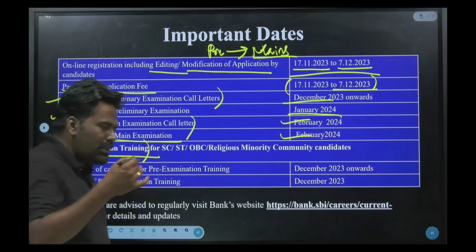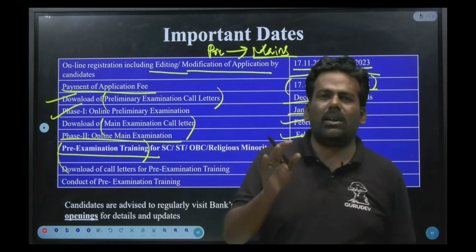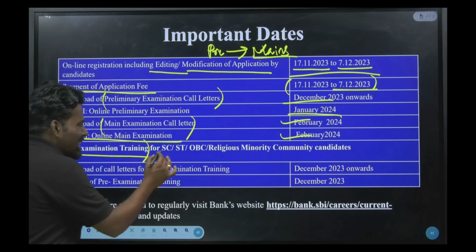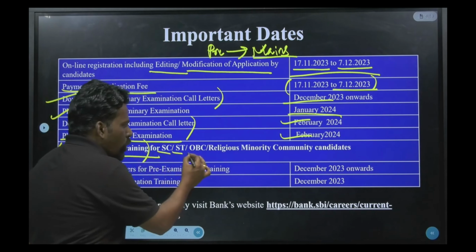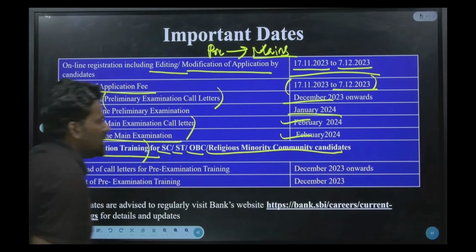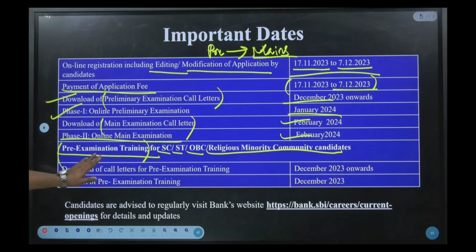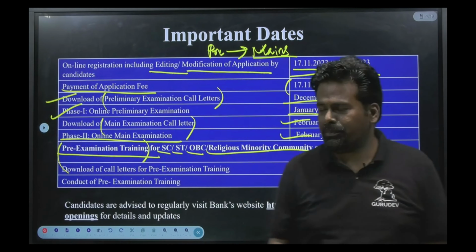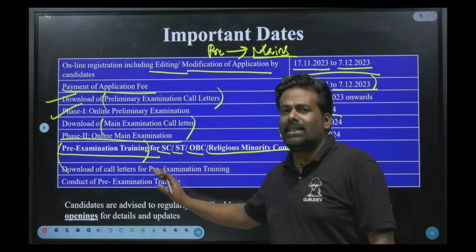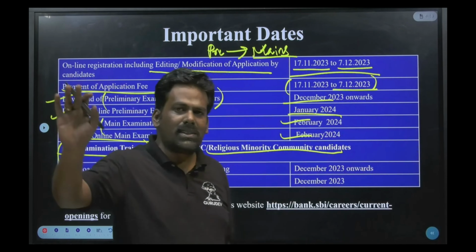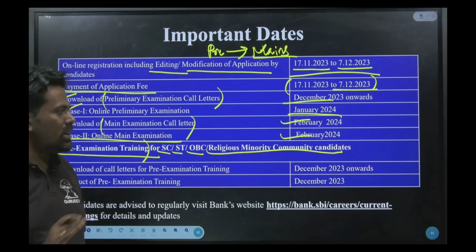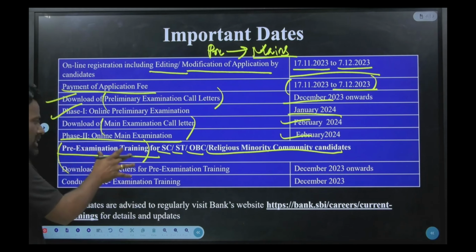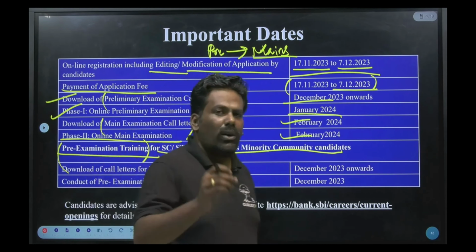Next, pre-examination training. Pre-examination training will be given to very few important people. Those people who belong to scheduled caste, scheduled tribe, OBC, religious minority community candidates will be eligible for pre-examination training. While applying for the examination, there will be one important question: whether you require pre-examination training. If you mark it as yes, then you will be eligible for the pre-examination training. If you mark it as no, you will not be eligible. The bank provides this pre-examination training free of cost, as simple as that.